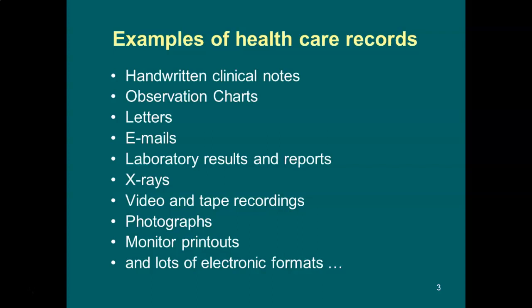So in practice, you will see a variety of different methods of communicating of different healthcare records. It might be the traditional handwritten clinical notes in somebody's patient file. It might be the observation charts, specifically the Qs and the News 2 score. It might be letters between different healthcare professionals and social care professionals. It might be emails. It could be laboratory results and reports or blood gas findings. It could be an x-ray, a video or a tape recording. It could be a photograph, for example, a photograph of someone's pressure sore or someone's injury. It could be a printout from a monitor.